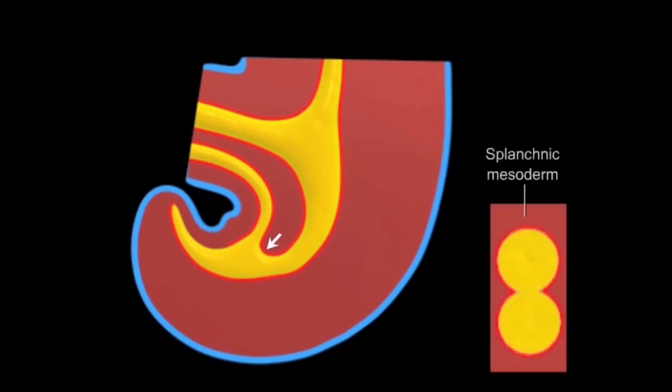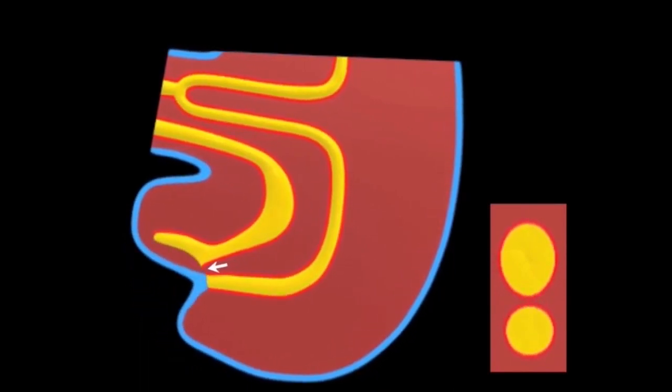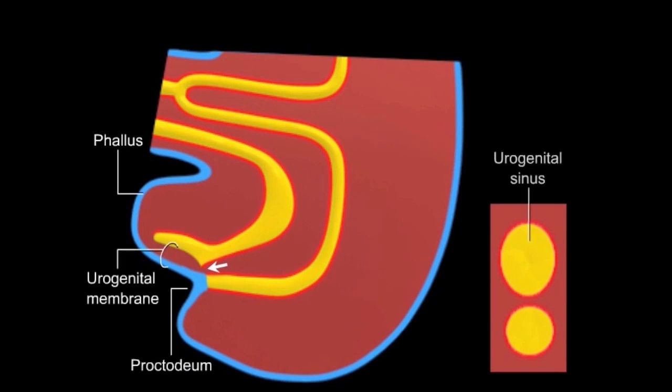A mesenchymal wedge, the urorectal septum, divides the cloaca into a ventral urogenital sinus and a dorsal rectum. The urorectal septum comes into contact with the cloacal membrane at the perineal body, and this area is subdivided into an anterior urogenital triangle and a posterior anal triangle. The ectodermal-lined proctodeum contributes to the development of the lower part of the anal canal.